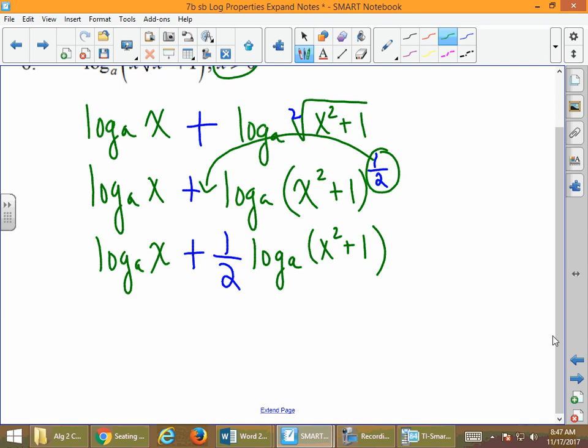We cannot break up x squared plus 1. We can't factor it. The x squared plus 1 is attached to the logarithm. So unless we get rid of that logarithm, we cannot break that value apart. So don't try to expand it or condense it. We can't do anything else to the x squared plus 1.